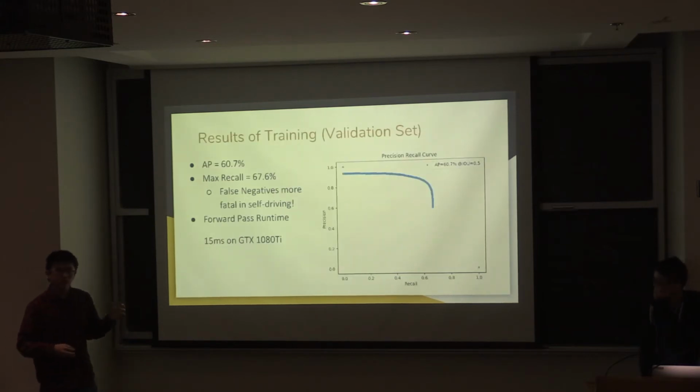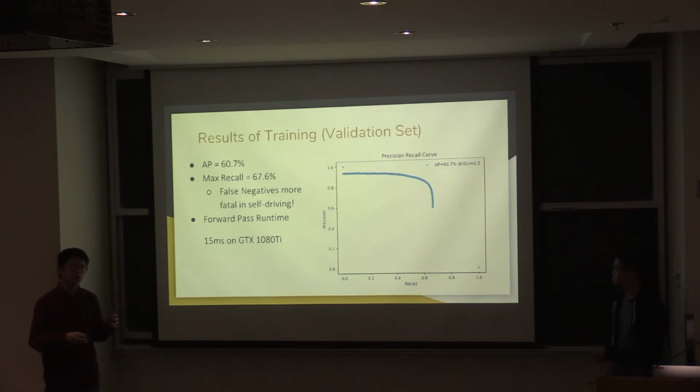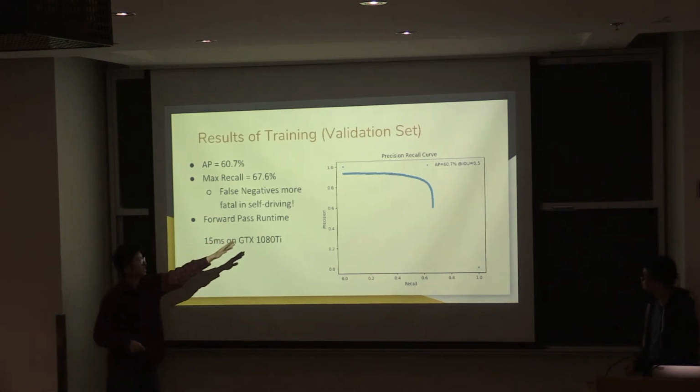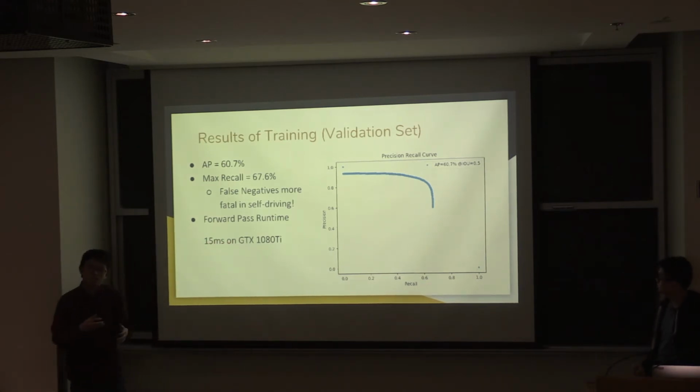Here are some of the results of our training on the validation set. We managed to achieve an average precision of over 60.7%. Our network, as you can see on the precision recall curve, is very precise in this regime. This tells us that our network doesn't have a lot of false positives, and that's a good thing.